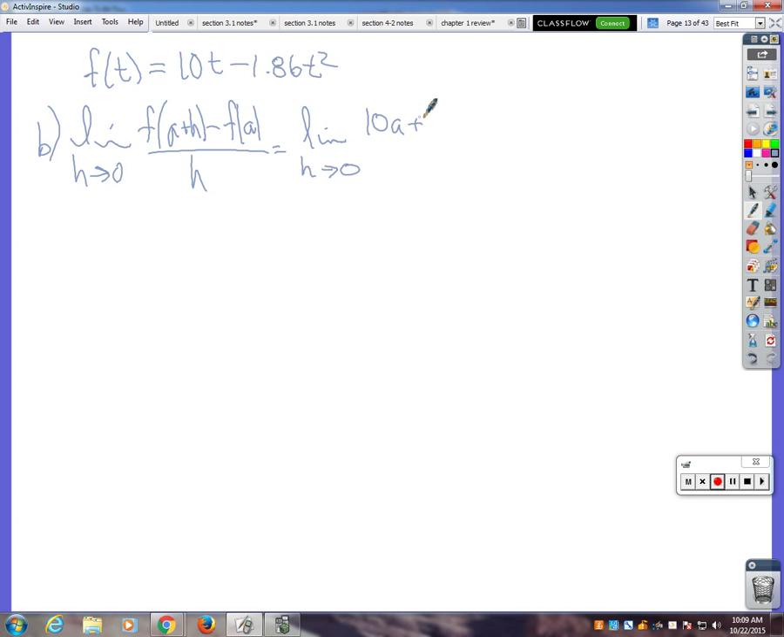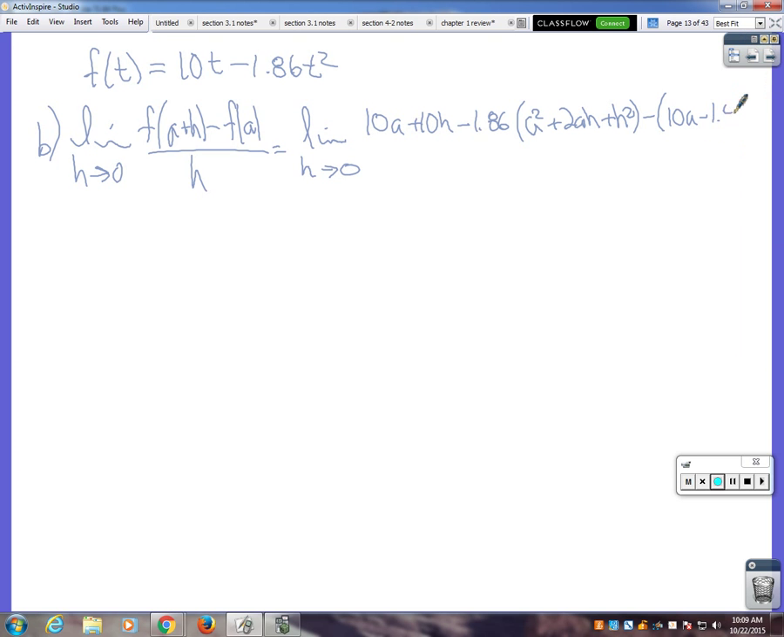So again, I plug in a plus h, so I distribute the 10. So I go 10a plus 10h minus 1.86 times a plus h squared, which is a squared plus 2ah plus h squared, minus this time f of a, so that's 10a minus 1.86 times a squared all over h. That's that fun first step. And you get to do some good old algebra. Okay, what do I do next? Can I distribute first?